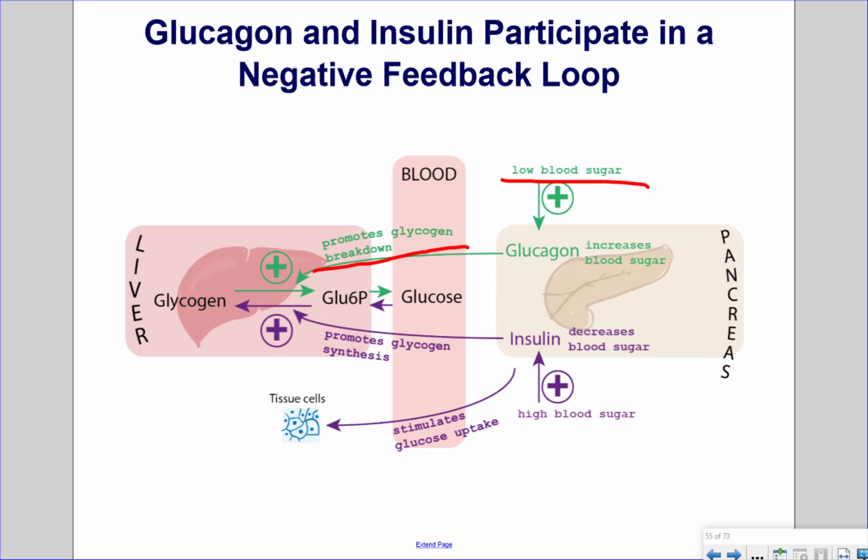The opposite happens with high blood sugar. High blood sugar stimulates the pancreas to produce insulin. The insulin signal is delivered to build up glycogen again. And then that's going to lower the blood sugar, which again is negative feedback because we are opposing that stimulus, which in this case was the high blood sugar. So glucagon and insulin are antagonist hormones. The effect of one causes the stimulus for another.